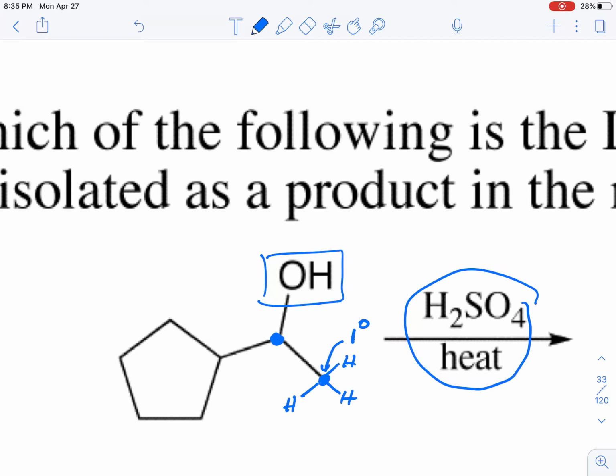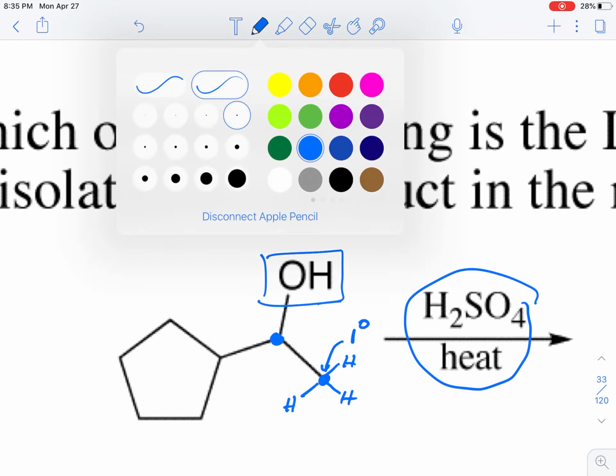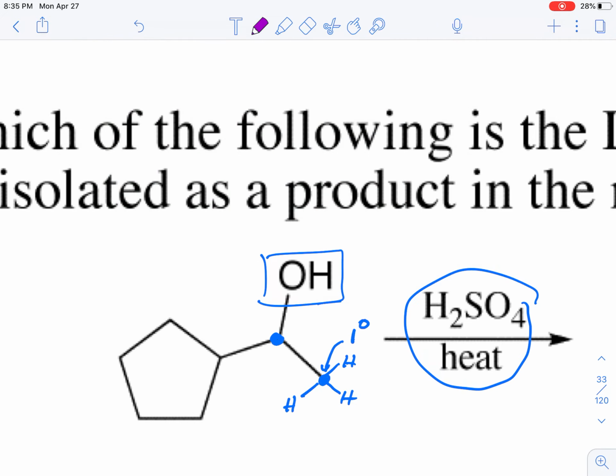And so I'm going to take a look at the carbon to the left of the carbon that contains the alcohol. I'm going to do this one in purple. If I'm looking at this purple carbon, I can see that it's bonded to 1, 2, 3 carbons. And so this is a tertiary carbon with one hydrogen to fulfill its octet.